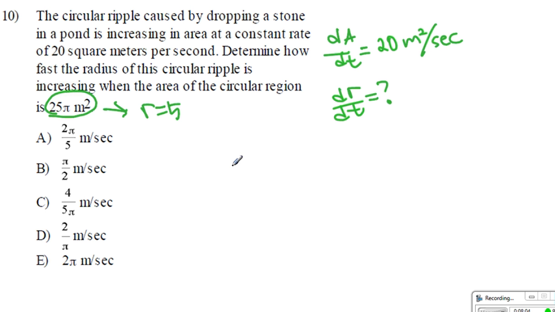Then let us look into that. Since area is equal to pi r squared, dA/dt then equals 2 pi r and dr/dt.